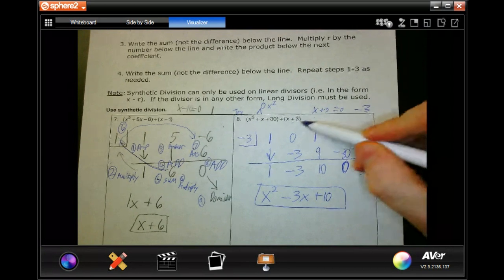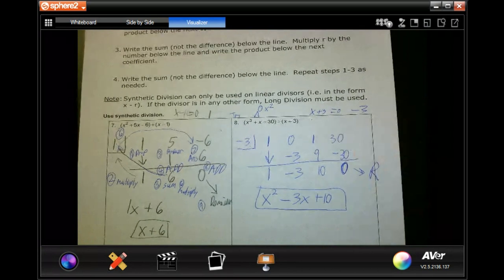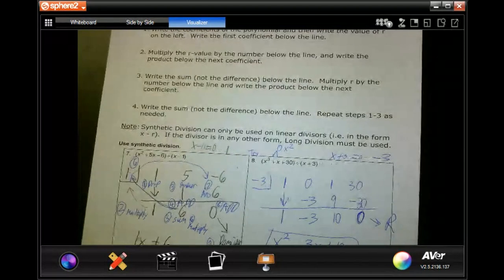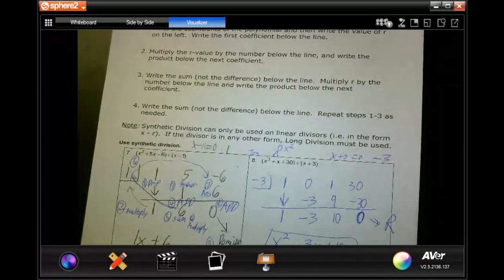What if this was x squared plus 3? What would we have to do? Long division. Exactly. You have to do long division. So the synthetic division only works, okay, when you have an x to the first power.